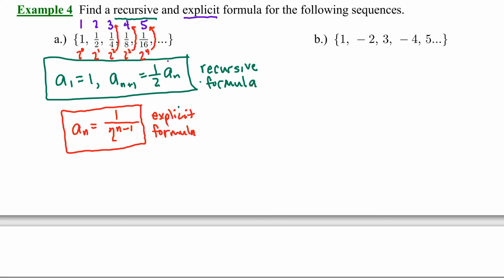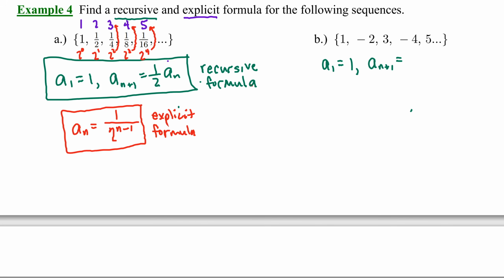We have the pattern 1, -2, 3, -4, 5. This is what we call an alternating sequence, where each successive term changes sign. Now, without the alternation in sign here, the pattern would be very simple: 1, 2, 3, 4, 5. So let's begin with our recursive formula. Remember, with a recursive formula, you always define your first term. Then the next term will be given in terms of the one that came before.